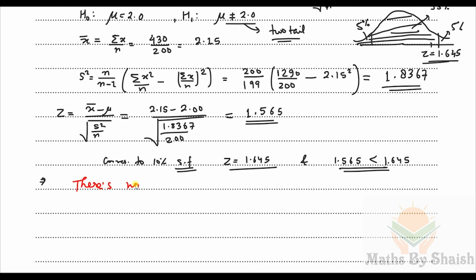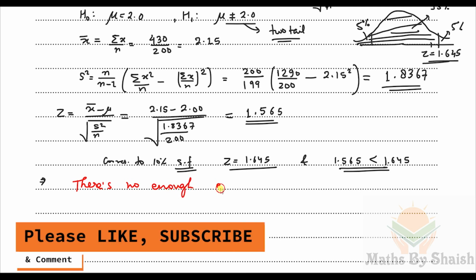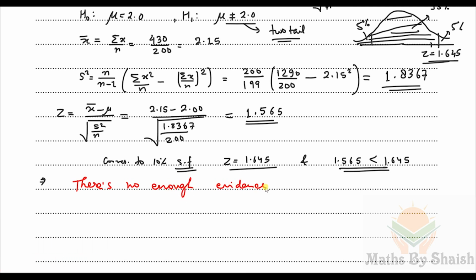there is not enough evidence that mu is not equal to 2.0. We should not write that mu equals this. There is not enough evidence that mu is not equal to 2.0. Maybe it is not 2.0, but we don't have enough evidence at the 10% significance level that mu is not equal to 2.0.